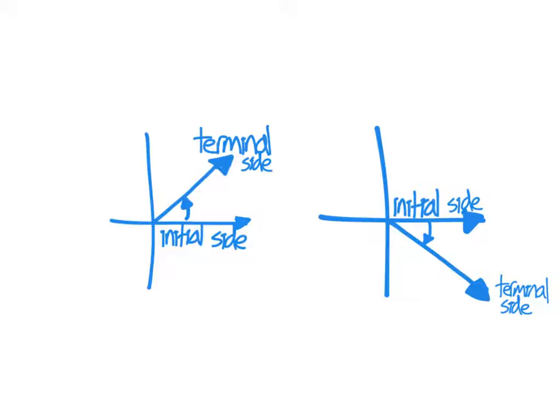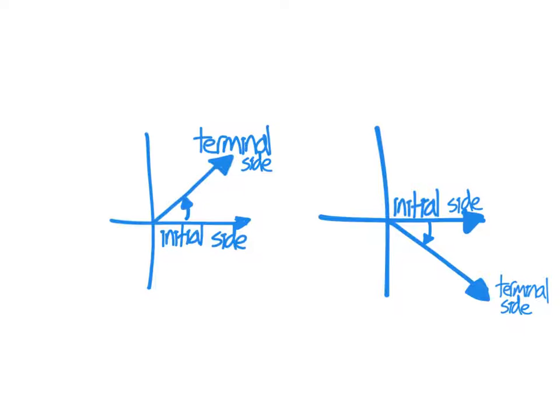To indicate the direction of rotation, an angle is positive when the location of the terminal side results from a counterclockwise rotation. Meanwhile, an angle is negative when the location of the terminal side results from a clockwise rotation. Thus, these two angles are both 45 degrees, but this one's positive 45 and this one is negative 45.